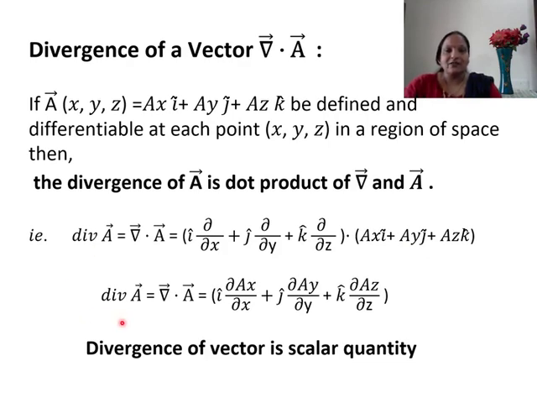Therefore, divergence of a vector A, del dot A, is equal to dou Ax divided by dou x plus dou Ay divided by dou y plus dou Az divided by dou z. This is the divergence of the vector. Divergence of a vector is a scalar quantity.